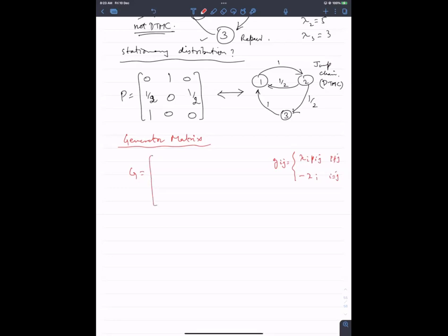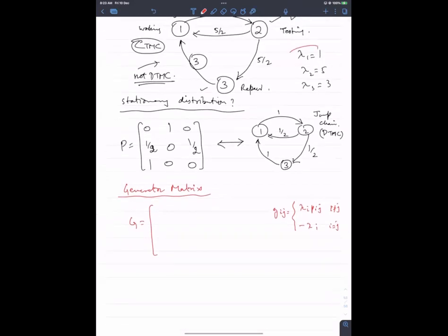G11 kya hona chahiye? G11 hona chahiye minus lambda 1, and lambda 1 is 1. Okay. So this should be minus 1. G22 kya hona chahiye? This should be minus 5. And G33 kya hona chahiye? Should be minus 3. Now, G12 kya hona chahiye? Lambda I Pij. G12 should be equal to lambda 1 P12. And lambda 1 is 1. And P12 is also 1. So this should be equal to plus 1.